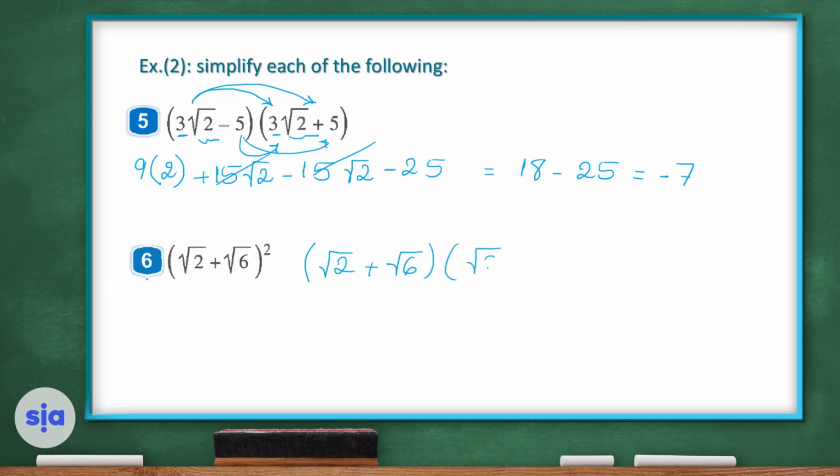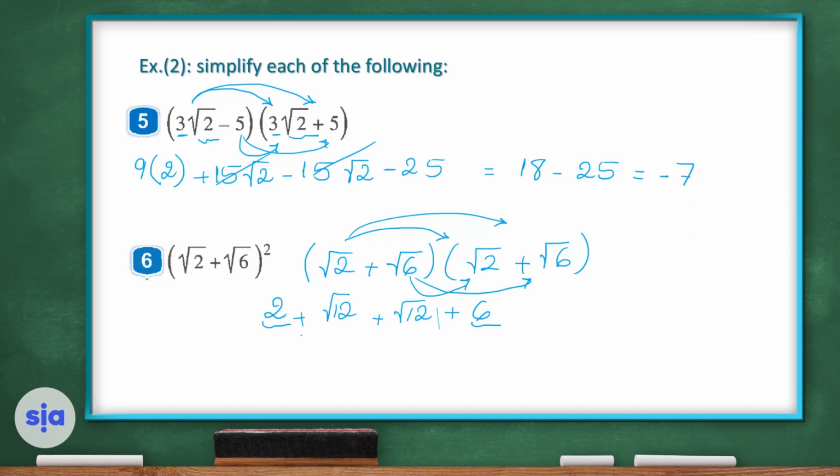And then we do it by the distributive property. Root 2 times root 2 is 2. Root 2 times root 6 is root 12. Root 6 times root 2 is root 12. And then root 6 times root 6 is 6. We're going to combine the like terms. 2 plus 6 is 8. And then root 12 plus root 12 is 2 root 12.